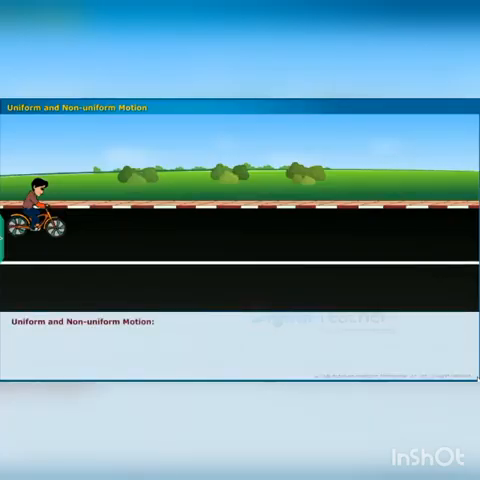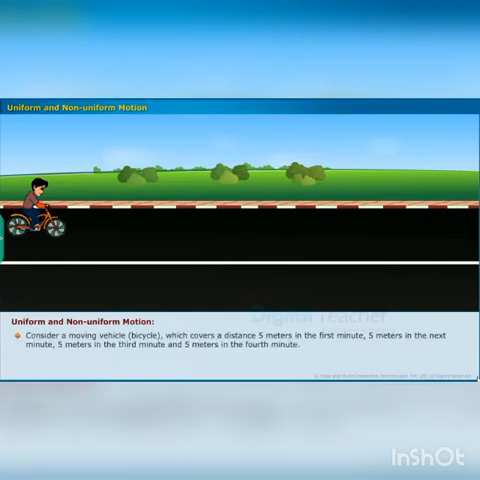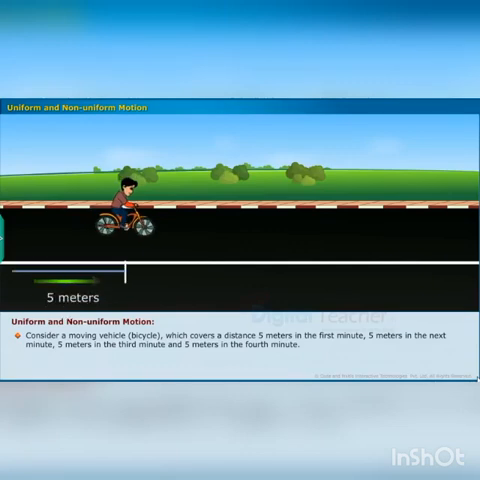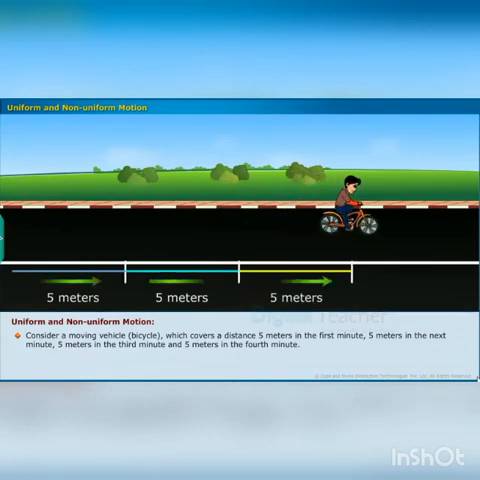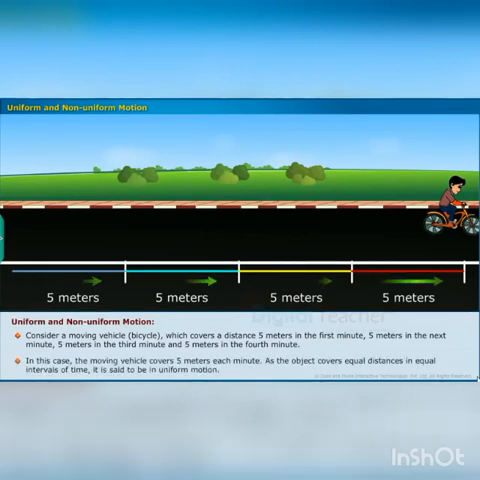Let us know about uniform and non-uniform motion. Consider a moving vehicle or bicycle which covers a distance of 5 meters in the first minute, 5 meters in the next minute, 5 meters in the third minute, and 5 meters in the fourth minute. In this case, the moving vehicle covers 5 meters each minute. As the object covers equal distances in equal intervals of time, it is said to be in uniform motion.